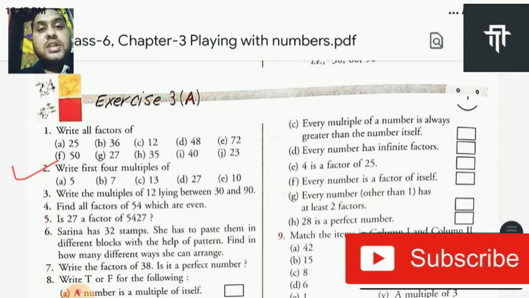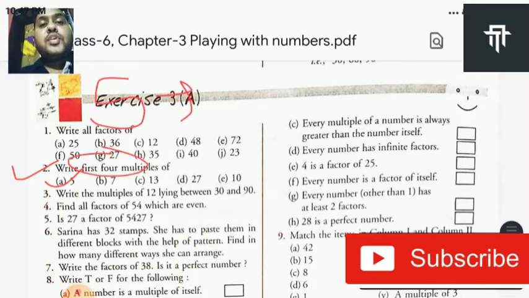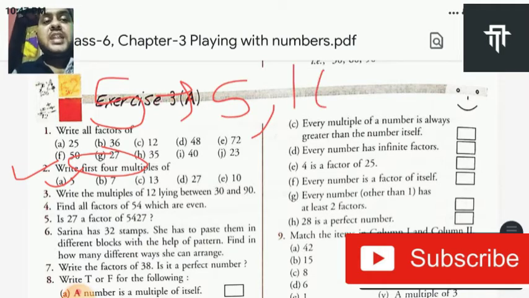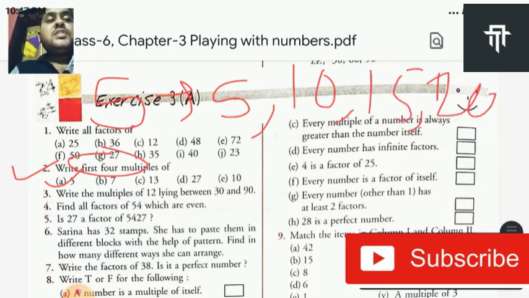So first assume that the number is 5. We need to find the first 4 multiples. We know how we can find a multiple: by multiplying the number with consecutive natural numbers. The first natural number is 1, so multiply 5 into 1, which is 5. Then 5 into 2 is 10. Then 5 into 3 is 15. Then 5 into 4 is 20. So these are the 4 multiples of 5.